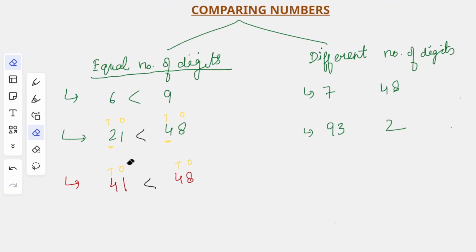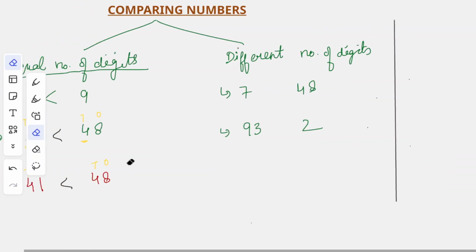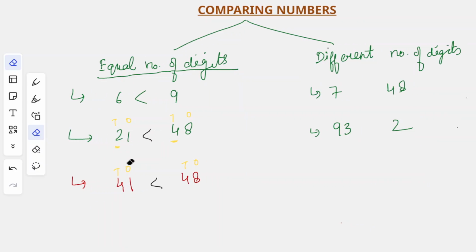Now we'll discuss when we have to compare the numbers which have different number of digits. So the first comparison we are doing is among 7 and 48. In such comparisons, you do not have to look at the place value or counting, no. Simple rule, the number which has higher number of digits will always be the greater number. So here in 48 we have 2 digits, whereas 7 has just 1 digit. So 48 will be the greater number here.